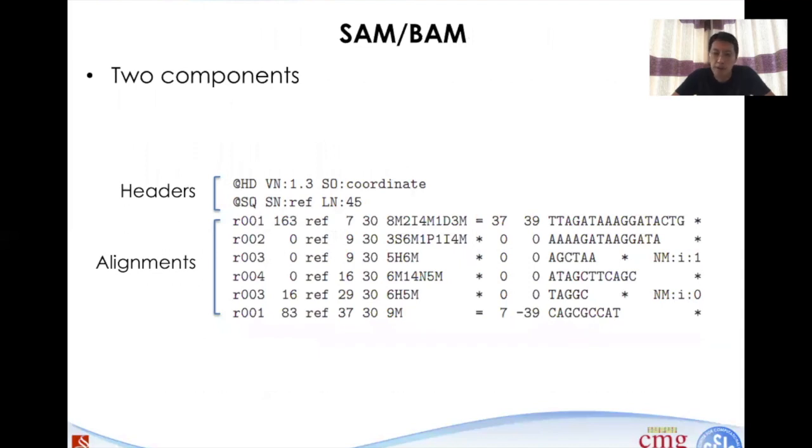There are two components of this file. The top part is the header. We'll go through that very briefly. And the bottom is the alignment information. The so-called alignment: remember that next generation sequencing technology gives you millions to billions of sequencing reads. But for every single sequencing read, we need to find out where it came from in the reference genome. And this SAM and BAM file is the file format to record that. So the alignment component, the bottom part, is where those sequence reads align.